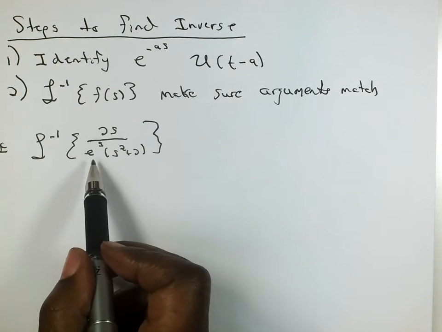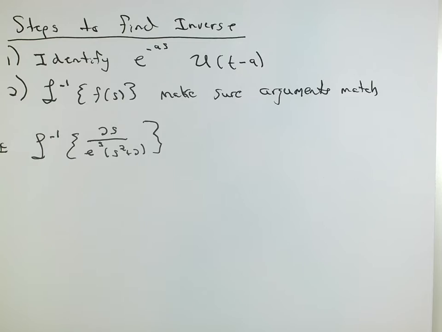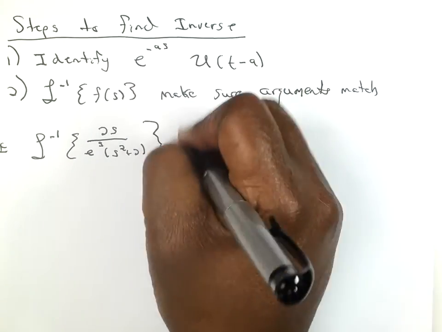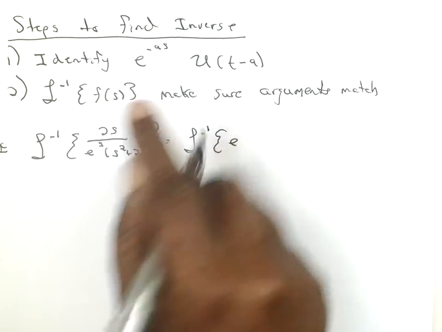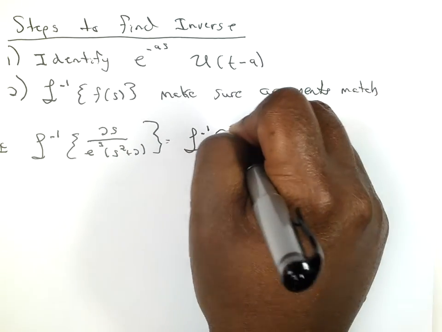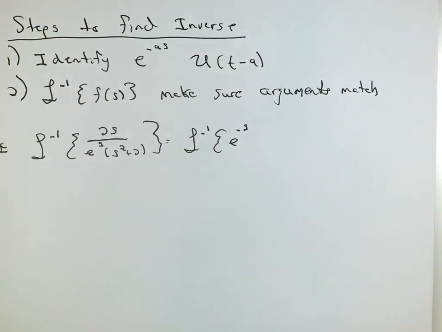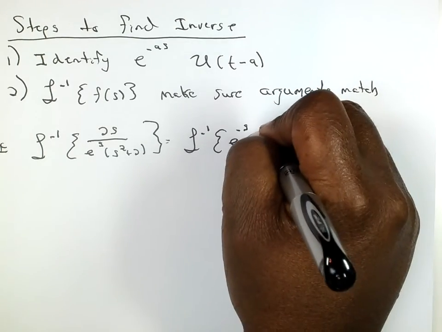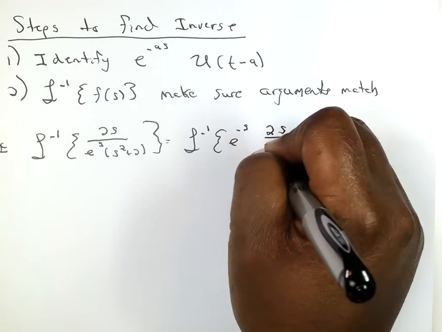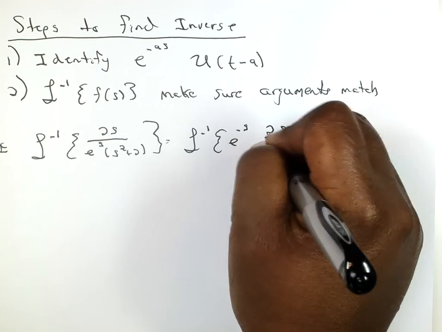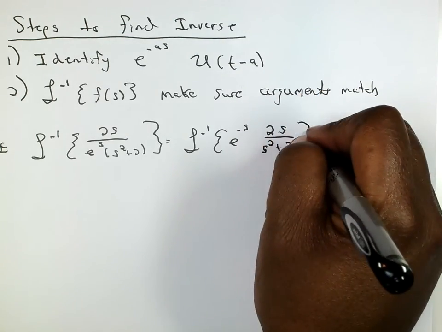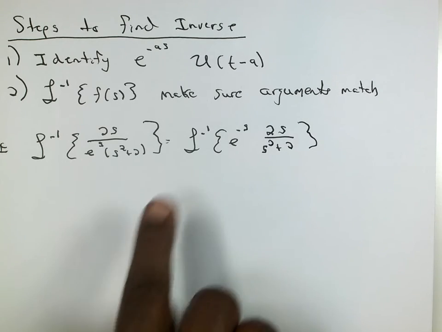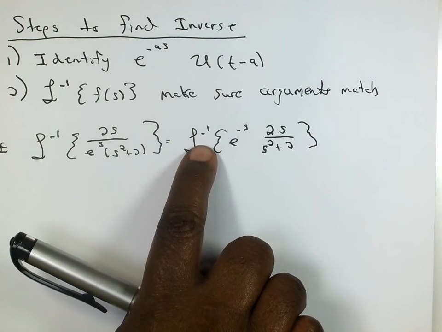So that e to the s, I need to pull that apart and separate it so I can identify the a. So inverse Laplace, instead of having that e to the s down there, I'm going to rewrite it separately as e to the negative s. And then I have 2s over s squared plus 2. So a is going to equal 1.